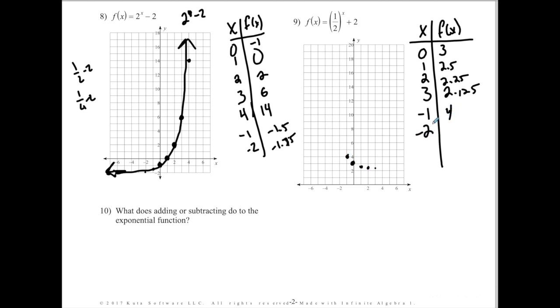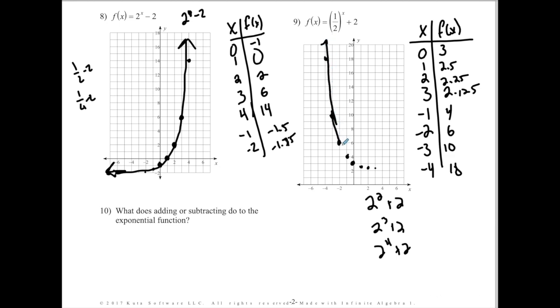Okay, negative 2. A half to the negative 2 is equal to 2 to the positive 2. 4 plus 2. Okay, negative 3. That would be 2 to the 3 plus 2, which is 10. Negative 4. That would be 2 to the 4 plus 2, which is 18. So you get the nice asymptote in there, and you get a connection through all the points.